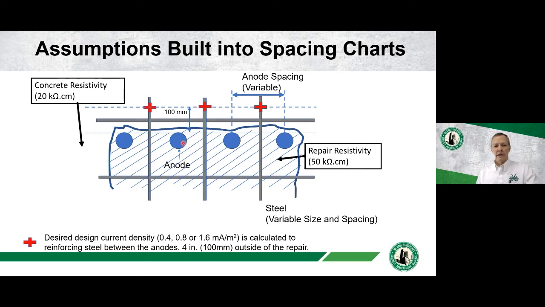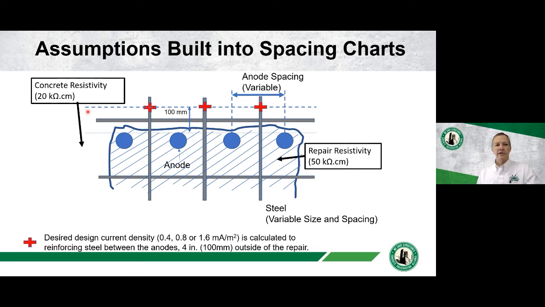Anode here and anode here, with the spacing between the anodes, halfway between the anodes and 4 inches outside of the repair. That's where your design current density is calculated. If you want something other than that, contact us. We can help you, but the tables are based on and assume that.